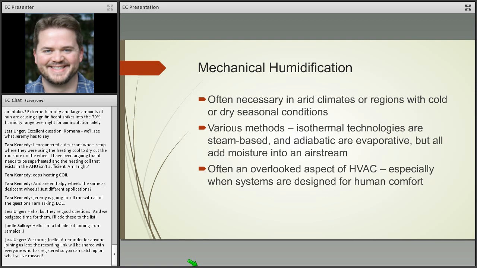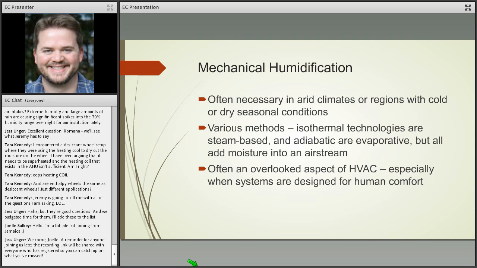I was in a place a few months ago that was down to 3% relative humidity, and at that point, I wasn't even sure if the logger was working properly. But we can get really dry, especially in very cold environments. And if the humidification isn't there, if it hasn't been designed into the system, there's not much that we can do in terms of overcoming that.